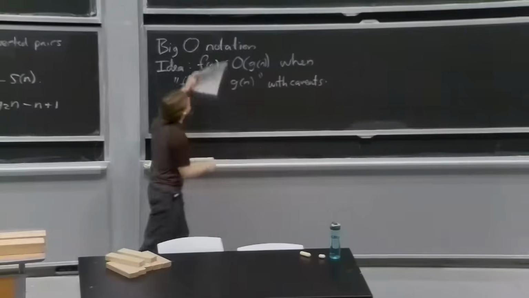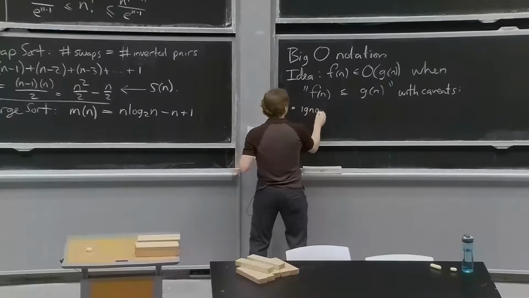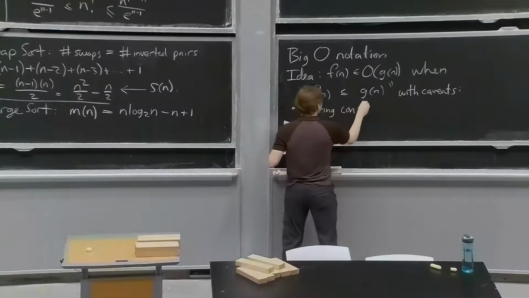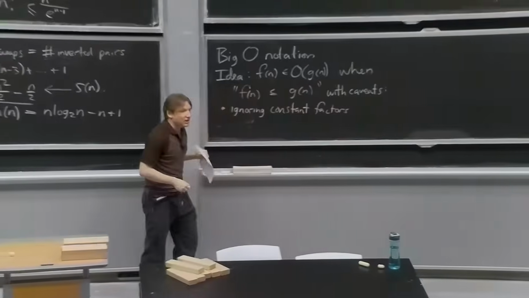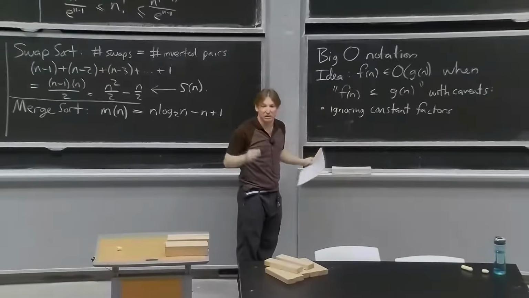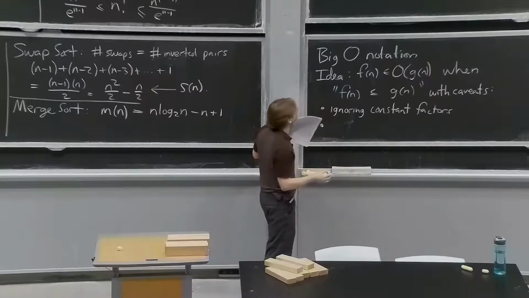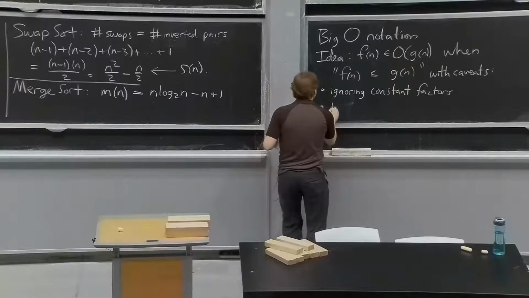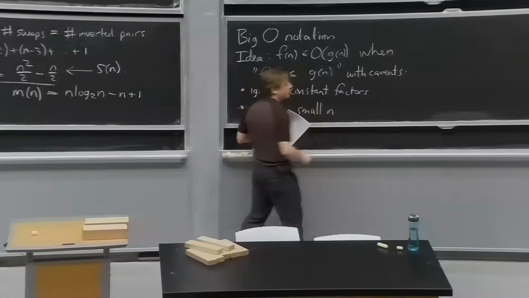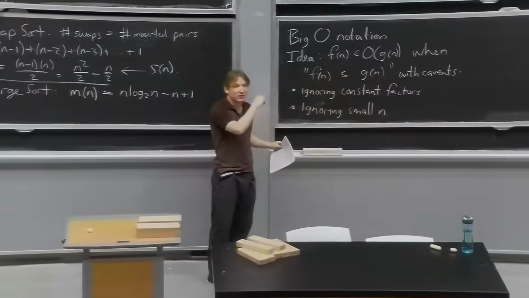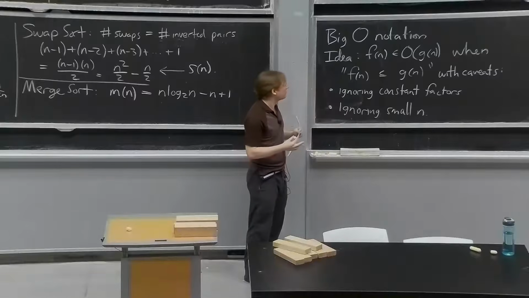First of all, let's throw away constant factors. If we have to scale g up by 10 and now g is bigger, that's fine. That's still big O. And likewise, I don't care what happens for small numbers. Ignoring small n. Don't need them. I care about what happens in the limit. What are the trends when n gets bigger and bigger? So these are my intuitions.